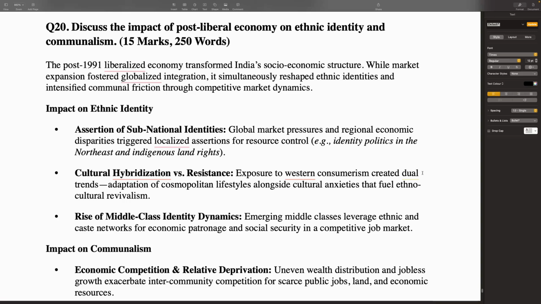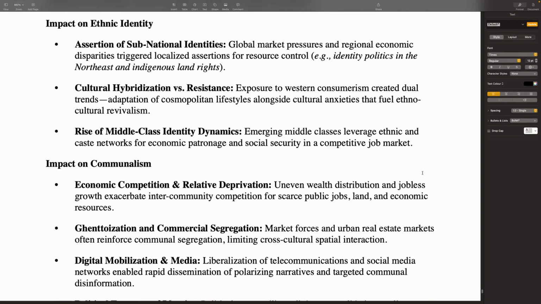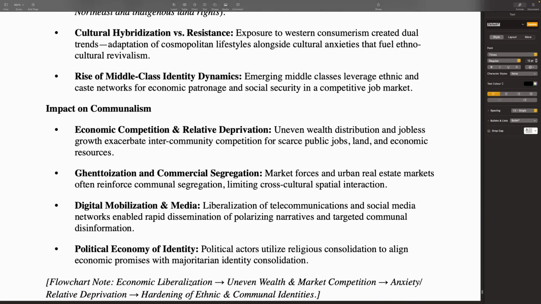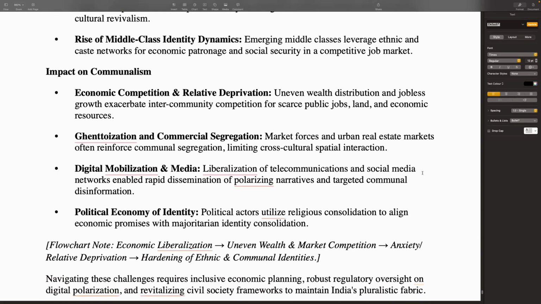Cultural hybridization versus resistance. Exposure to Western consumerism created dual trends, adaptation of cosmopolitan lifestyle alongside cultural anxieties that fuel ethno-cultural revivalism. Rise of middle class identity dynamics. Emerging middle classes leverage ethnic and caste networks for economic patronage and social security in a competitive job market.